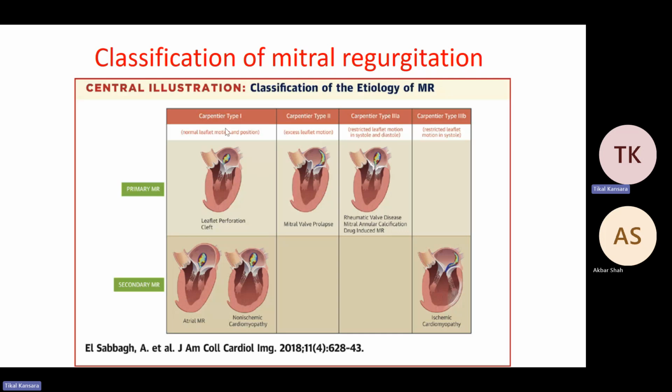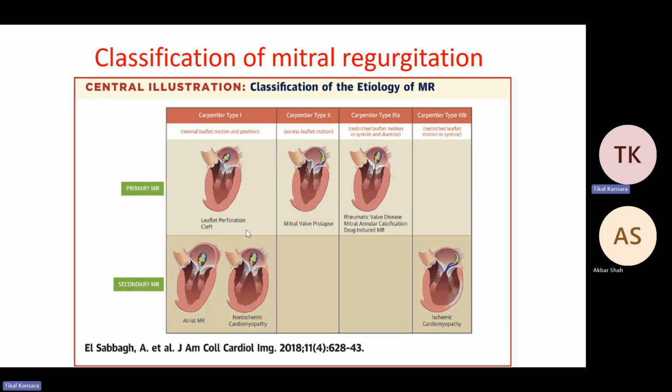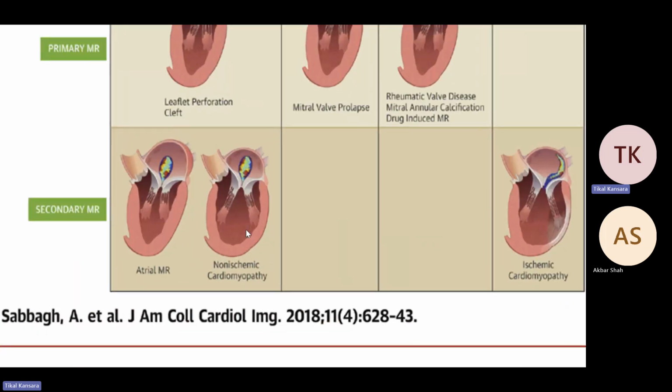Now, why is this important? Because the management, I'll come to the management side, differs completely based on what kind of MR we have. Most of our patients will have secondary or functional MR. Why? Because we are diagnosing them much more down the line, and more than 60 to 70% of patients will have that.